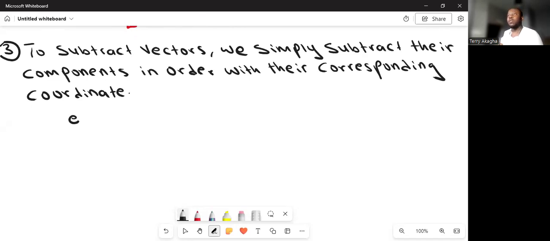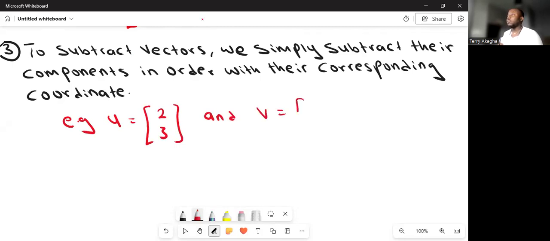Okay, so for example, maybe I can use the red pen here just to be consistent. For U, we could have 2, 3, same example, and we had V to be 4, 5. So this is 2-dimensional, okay? And now we are having U minus V, okay? Like I said, this is the X, this is the Y, now this is the X and this is the Y.